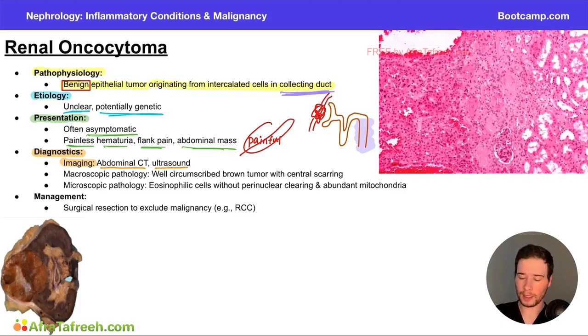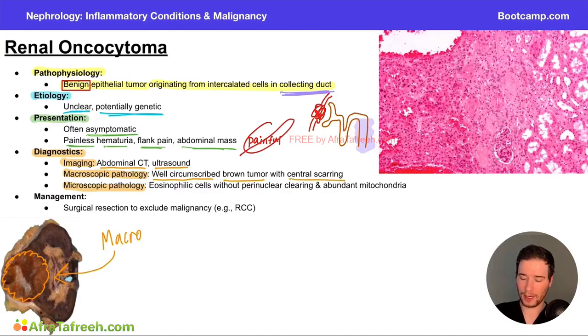Now, we also want to consider our pathology, and we have our macroscopic pathology and our microscopic pathology. So in short, macroscopic we can see with our eyes. Microscopic, we actually need to see under a microscope. So if you draw your attention to the image down here, I am circling a renal oncocytoma. This is described as being well circumscribed, so it has clear defined borders, as a brown tumor with central scarring.